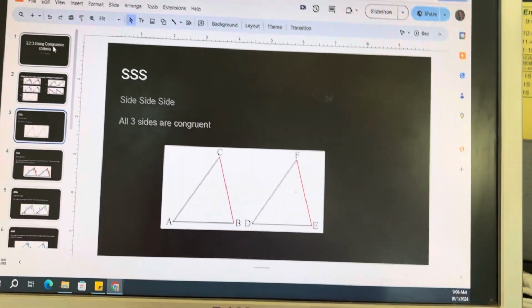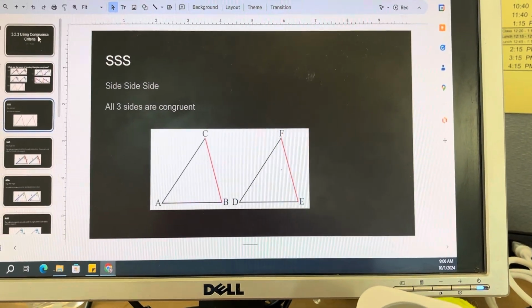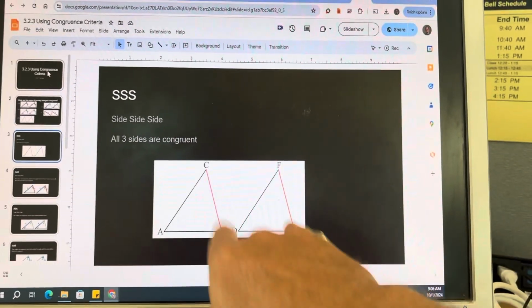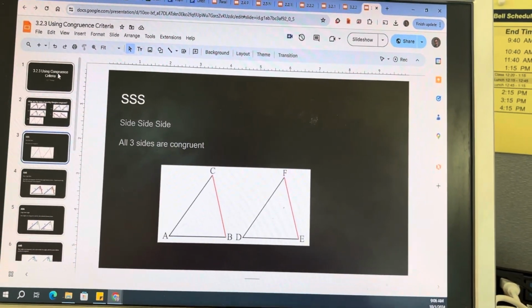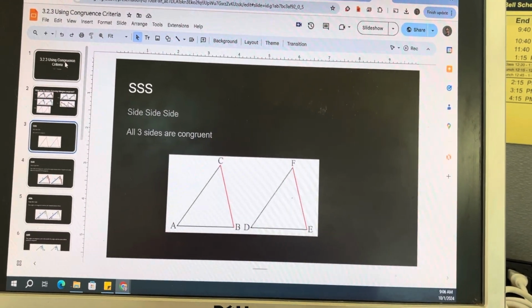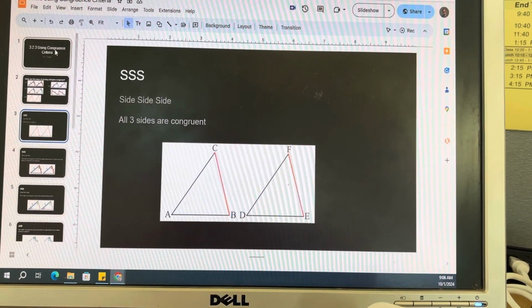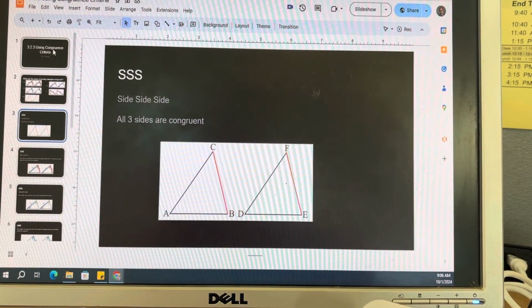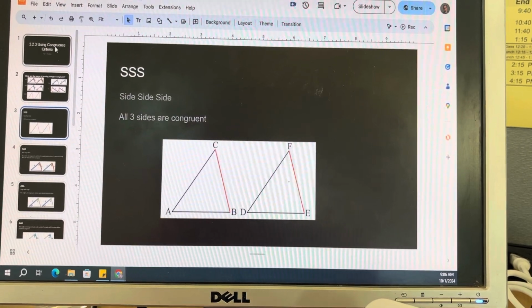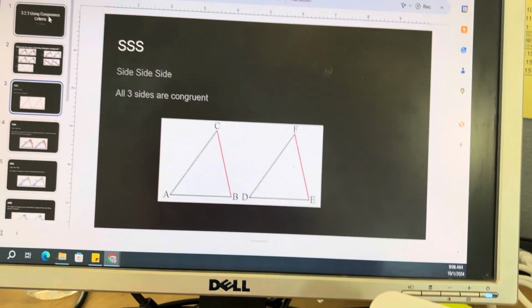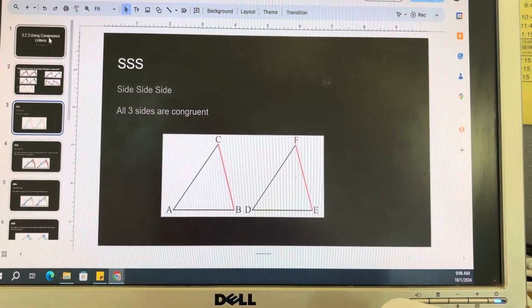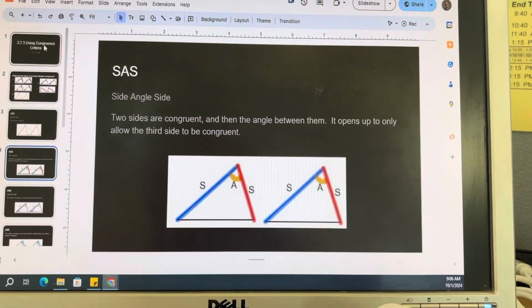So the very first one is side, side, side. If you get two triangles and you can see that all three sides are marked congruent, that's enough. It's going to make the angles congruent because that's the only way all those sides will be exactly the same. So if all three sides are congruent, that's enough for us to say side, side, side, these triangles are congruent.